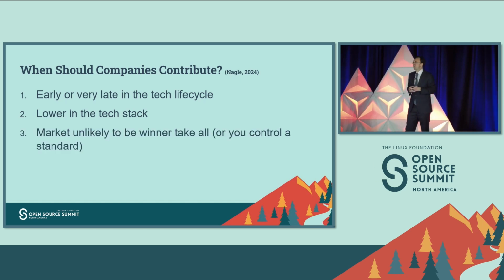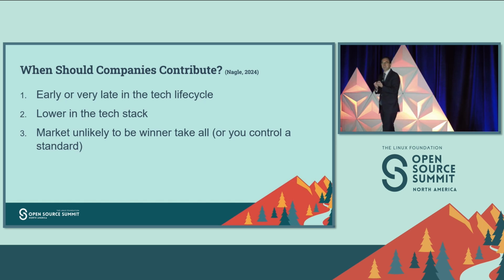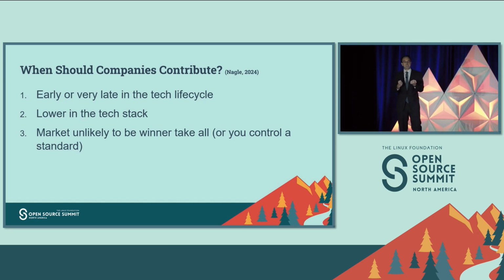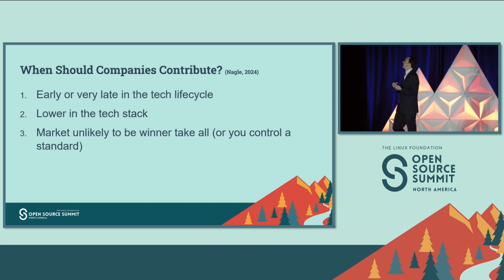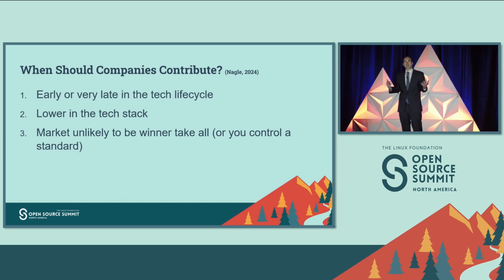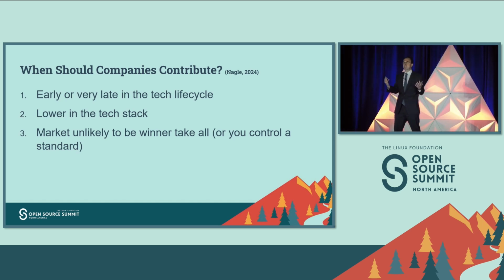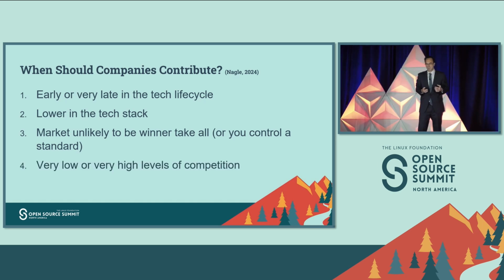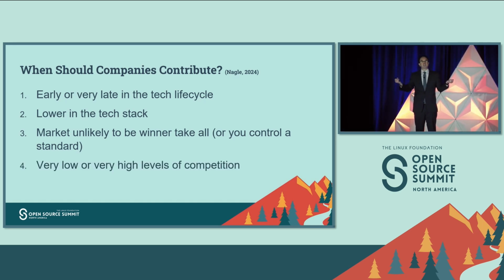And then we also want to think about whether the market we're competing in, for whatever technology we're building, is likely to become a winner-take-all market, so that there's going to be one company that dominates that market for whatever reason. If the answer is no, then it's more likely we're going to contribute. Or if the answer is yes, but we can possibly control the standard, and we already heard some things about standards today, then it's more beneficial for us to be contributing as well. And then the last 2 are thinking about, again, the level of competition that we face in the industry.